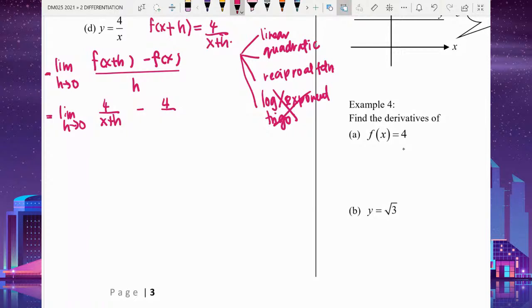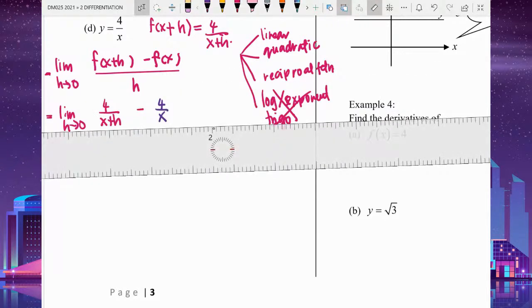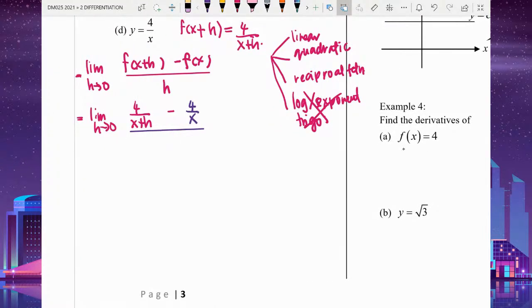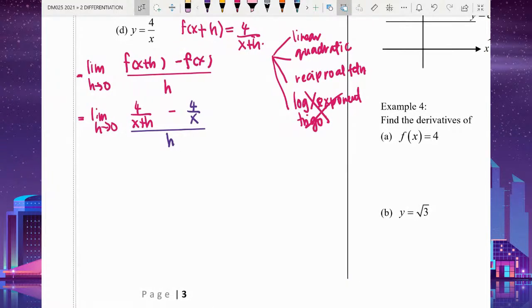4 over x. I use another color so it becomes clearer to you. 4 over x, and then this is the other one, over with h. Okay, over with h. Now limit h approaching 0.